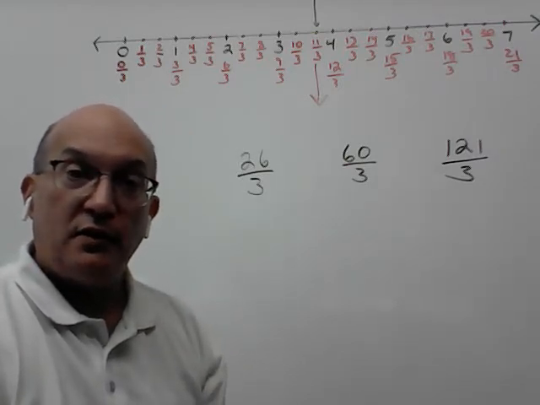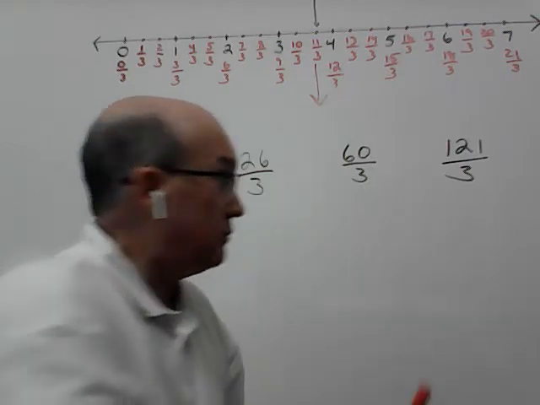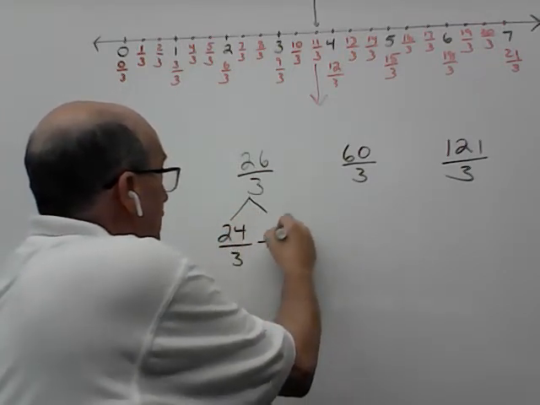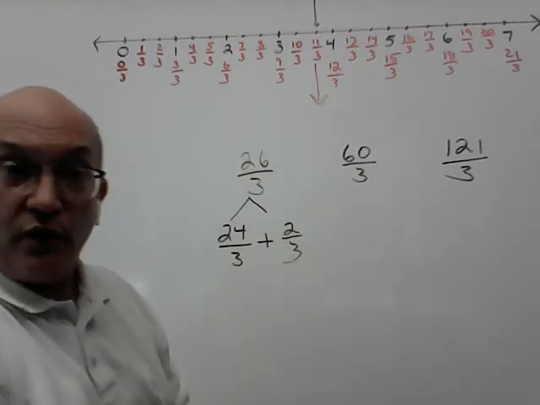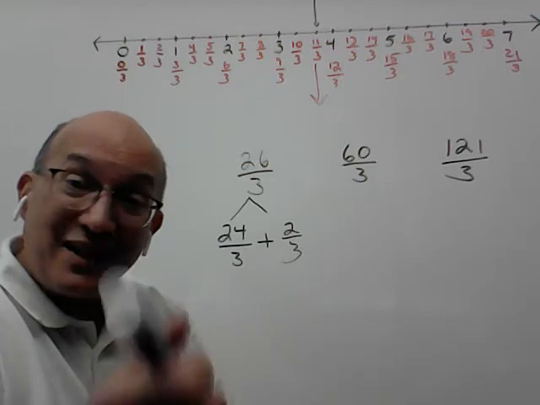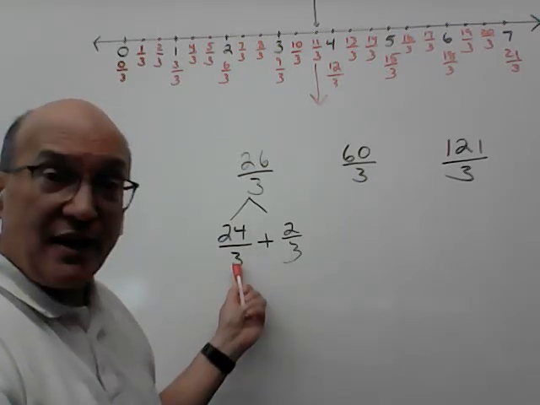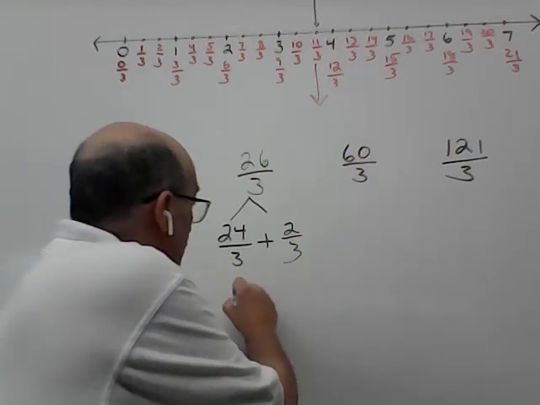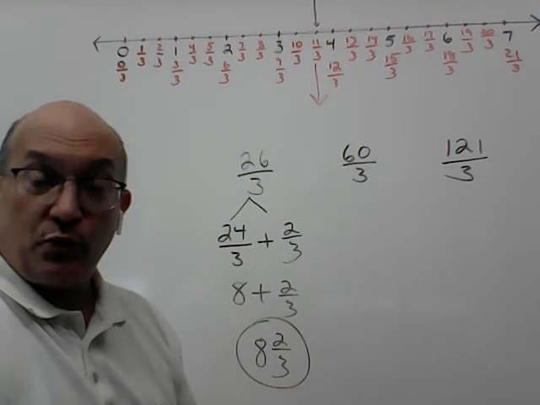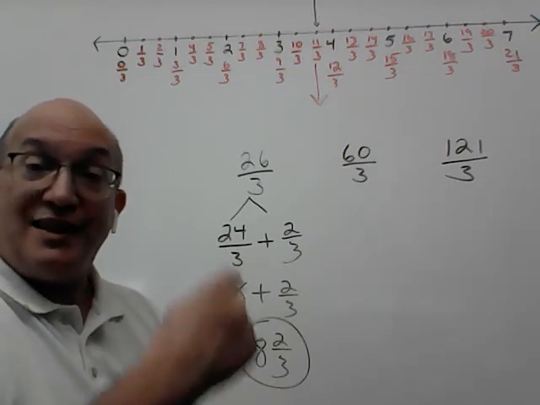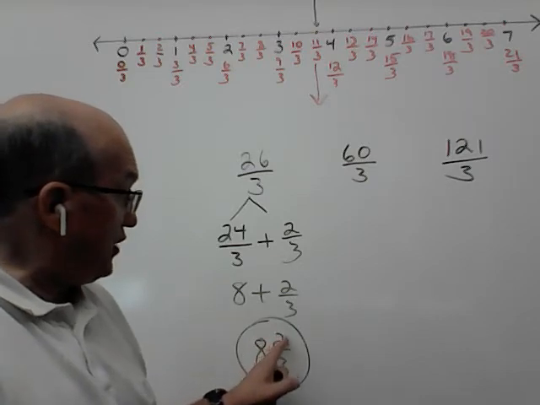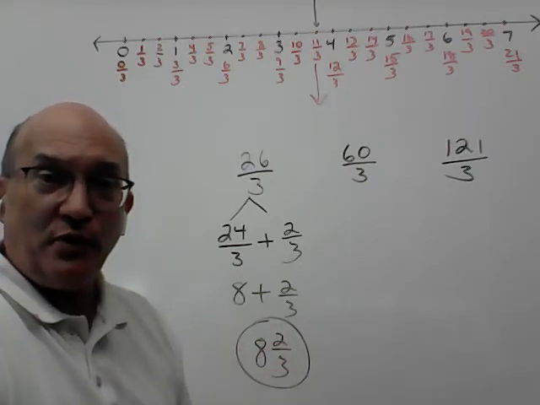Why is 26/3 more than 8? Because 24/3 is 8, right? Think of this 26/3 as 24/3 plus 2/3. That is certainly true, right? 24/3 plus 2/3 is 26/3. Why did I choose to break apart the 26/3 in that way? Because I know my 3 times table. I know that 24 divided by 3 is 8. So 26/3 is 8 plus 2/3, and we agree to write 8 plus 2/3 simply like that, as what we call a mixed number. 26/3 is the 26th third past 0. But it's also the 2nd third past 8. That's all there is to it.